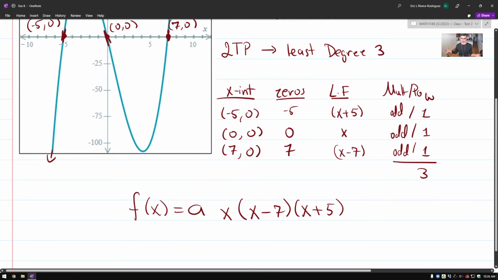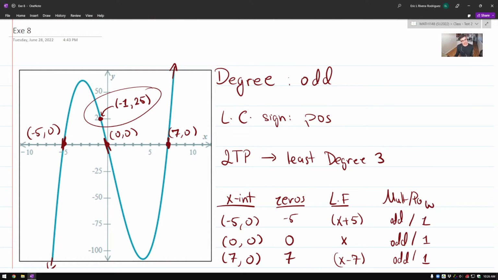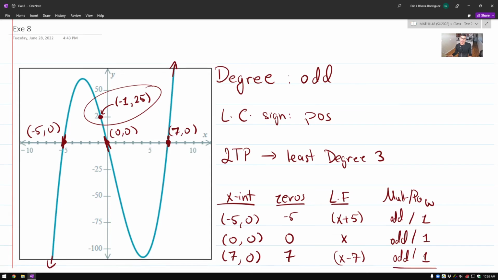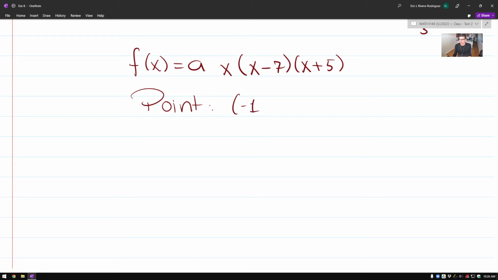So how are we going to know the leading coefficient? We are going to select a point on the graph that is not an x-intercept, the one that is given there, negative 1, 25. Remember, if you use an x-intercept, you will not be able to find the value of a, because both sides will cancel and you are going to have 0 equal to 0. So the point that we are using is negative 1, 25.